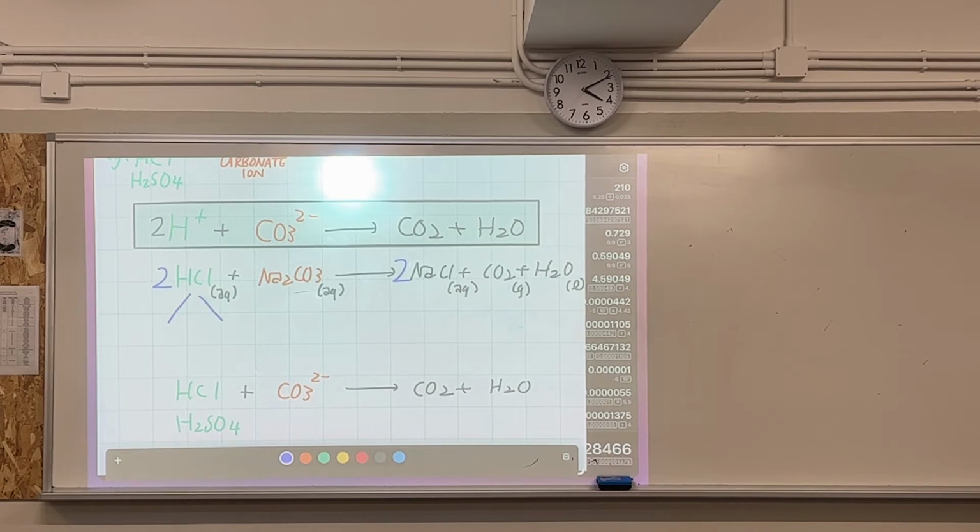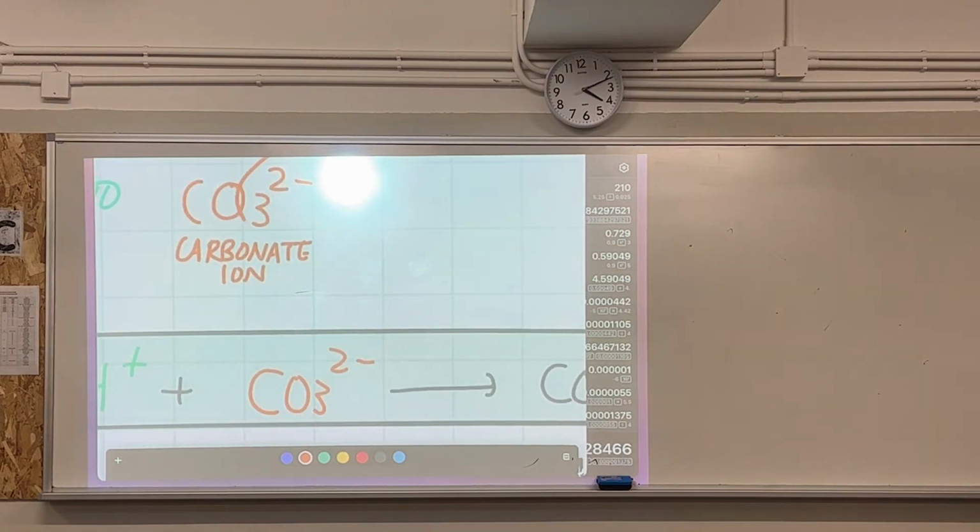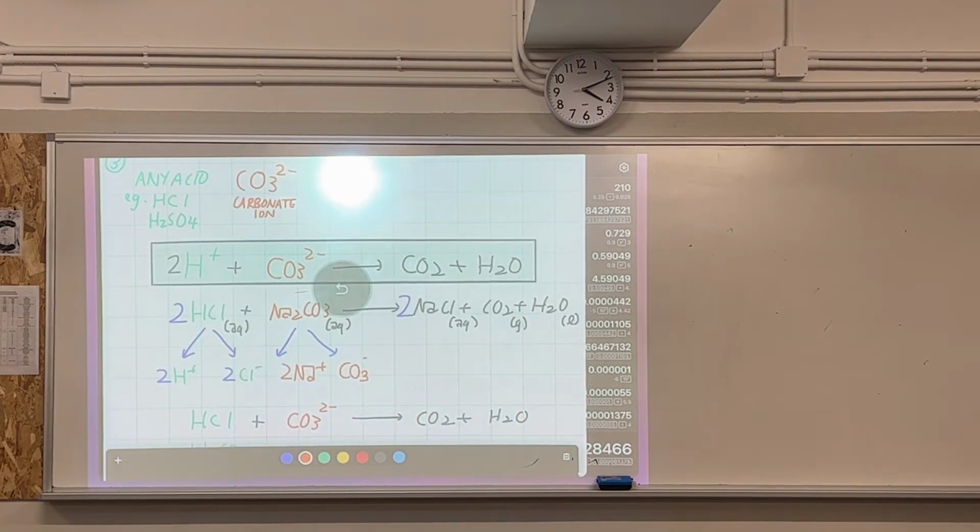Okay, so what will this split into? Quick revision. What can you split 2HCl into? Remember there's a 2 in front. How many H plus and how many Cl minus can you get out of 2HCl? 2H plus and 2Cl minus. So write down 2H plus, 2Cl minus. What about when you see Na2CO3? Note that this number 2 is not the same number as this 2. 2 Na plus and CO3 2 minus, right? CO3 2 minus.